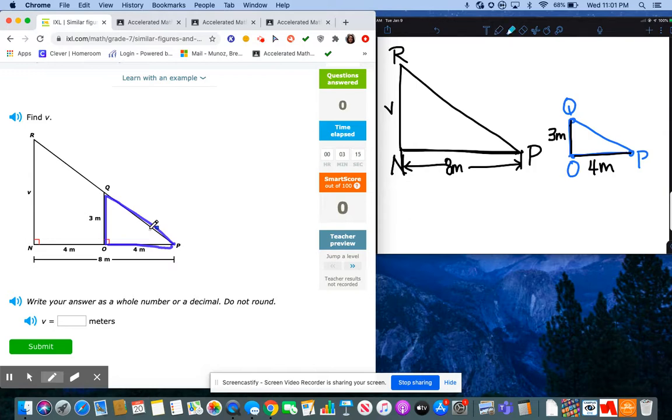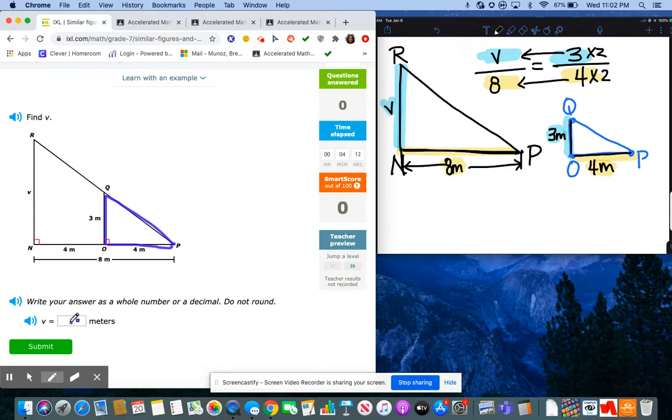Now I'm going to highlight corresponding sides. Side V corresponds to this one, which is 3, so we can start setting up a proportion. V corresponds to 3, and 8 corresponds to this side, 4. To solve this proportion, 4 times 2 gives me 8, so 3 times 2 will give me the answer, which is 6 meters.